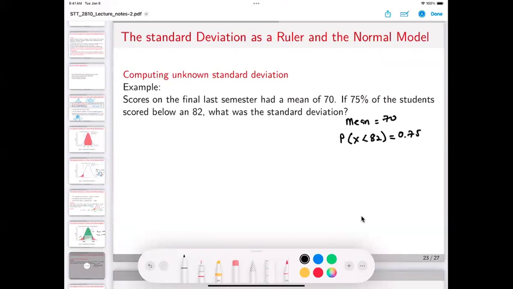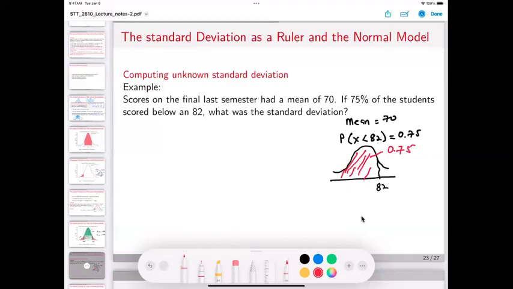For us to be able to do that, we will try to standardize this. So before we do that, let's try to represent this information on the graph. So let's do that. This is my graph. This graph here is not a standard normal. Is that okay? Because the mean here is 70. And then let me put my 82 here. Say 82. What it means is that the whole of this area here is 0.75. Do you agree to that? Okay, good.